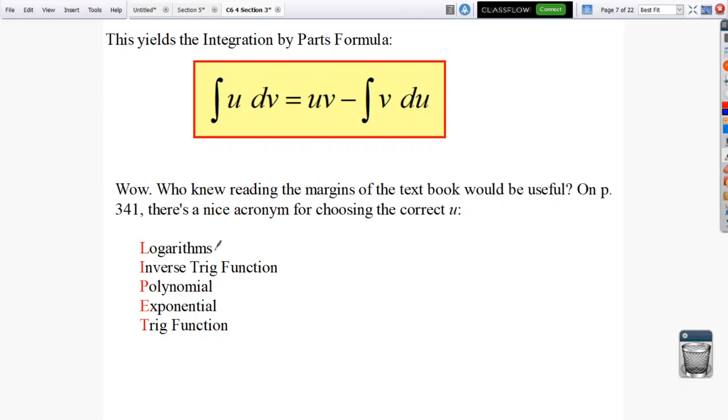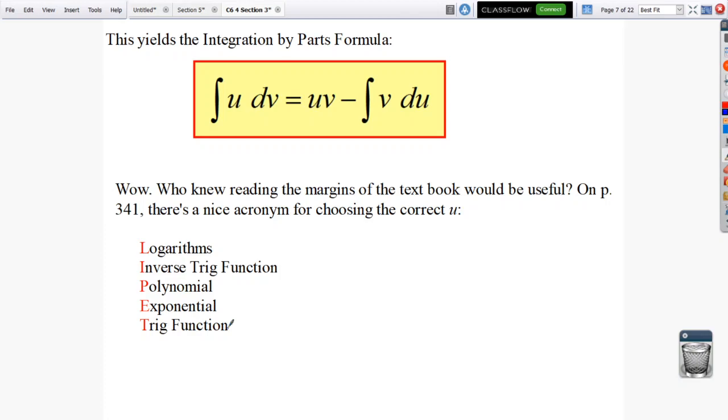We look for logarithms. If there is a logarithm, we use that as our U. If there's no logarithm, we look for an inverse trig function, and we use that as our U. If there's no logarithm and no inverse trig function, we use the polynomial as our U. If there's none of those three things, we would use our exponential function as our U, and last resort is to use a trig function as our U.